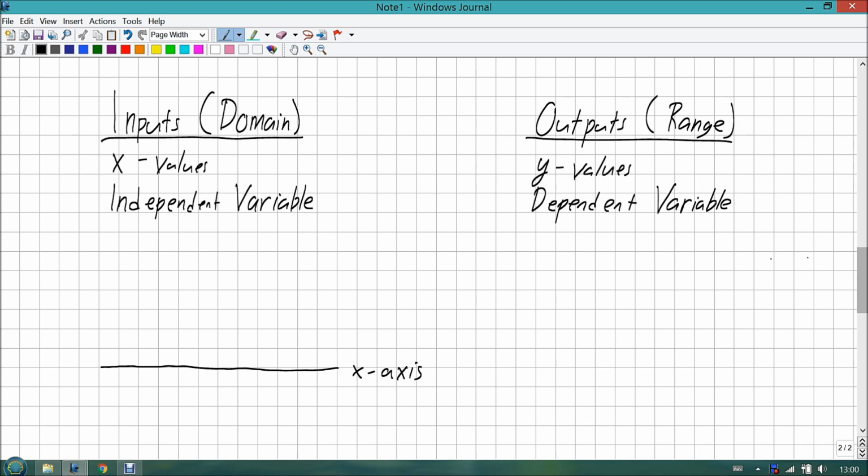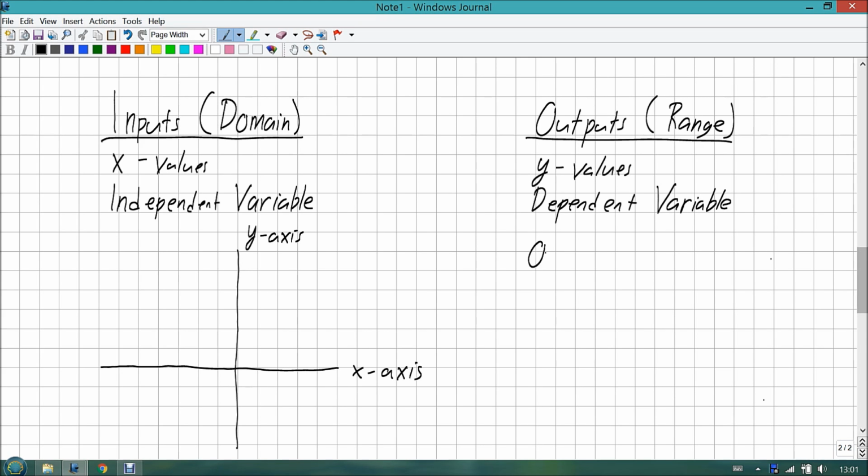And if you remember, the dependent variable is the y-axis, which goes up and down. And remember that the y-axis goes up and down because if you know y, then you can ascend. So our inputs are our domain, our x values. Our outputs are our range, our y values. We have the independent variable, the dependent variable, and then we have something called ordered pairs.